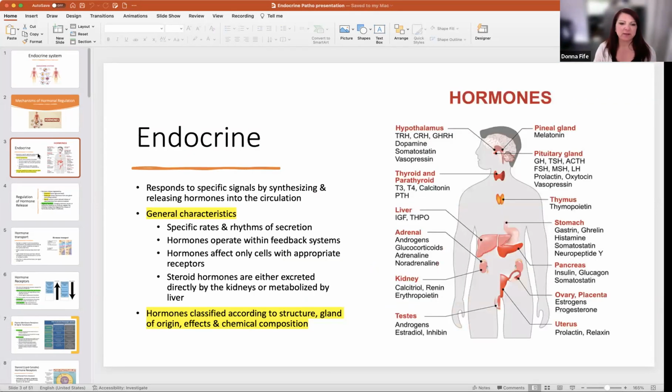The endocrine system responds to specific signals by synthesizing and releasing hormones into the circulation. General characteristics: specific rates and rhythms of secretion. Hormones operate with feedback systems, and hormones affect only cells with appropriate receptors. Steroid hormones are either excreted directly by the kidneys or metabolized by the liver. Hormones are classified according to the structure, gland of origin, effects, and chemical composition. As you can see here, there are hormones from different areas, and these are listed here.